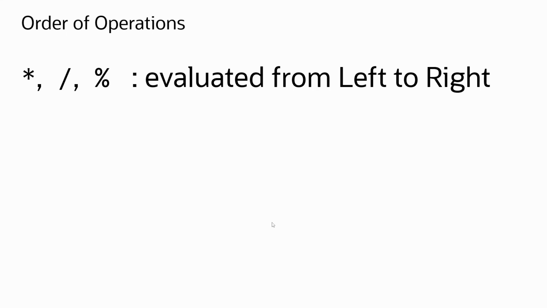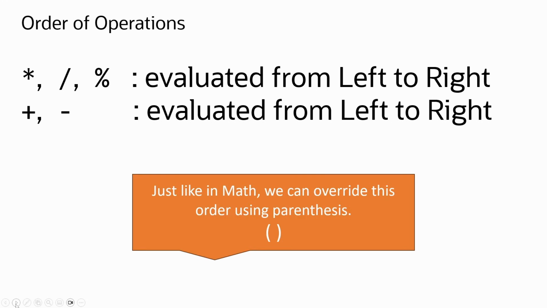When evaluating expressions, we follow a certain order of operations. The multiplication, division, and modulus are evaluated first, working from left to right. Then we evaluate addition and subtraction, also from left to right. Just like math, we can override this order of operations by using parentheses.